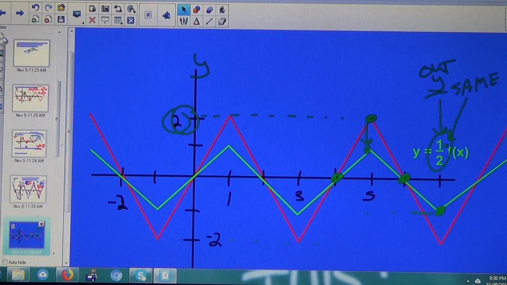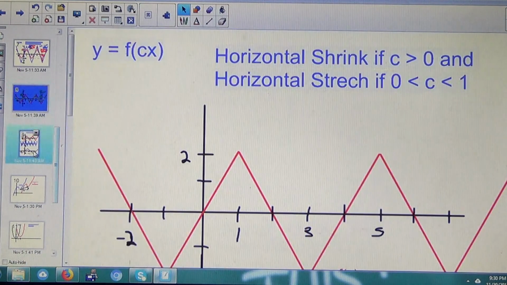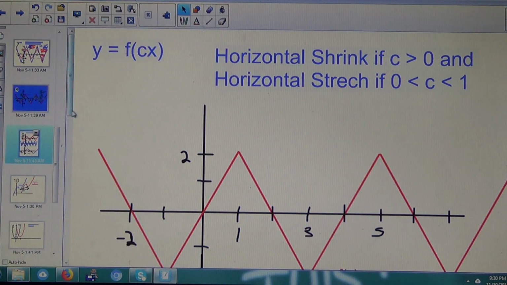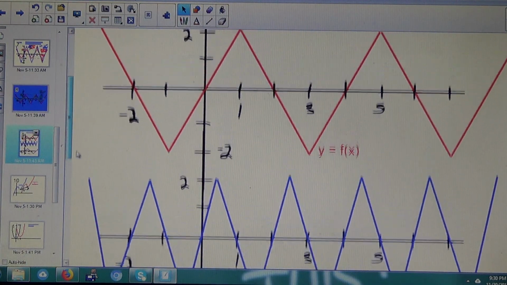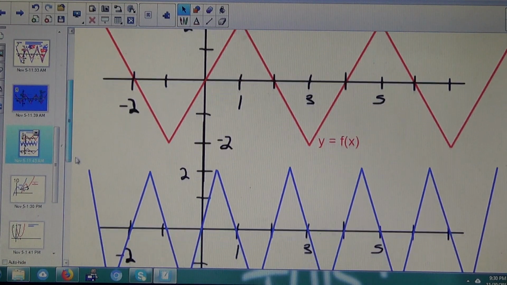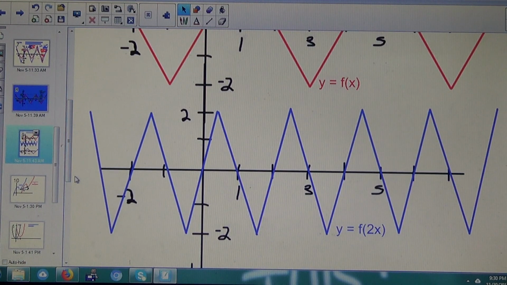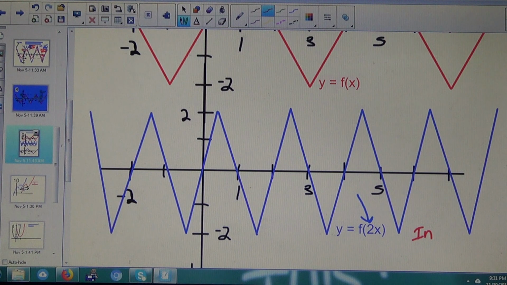Alright, let's look at the next one. So now, f of x again is that normal red one that we started with. Now, where is my 2 located here? On the inside or the outside? Use those sentences on the board over there. Okay, it is on the inside. So on the inside I'm going to change my what values? The x's. Which directions do the x's go?